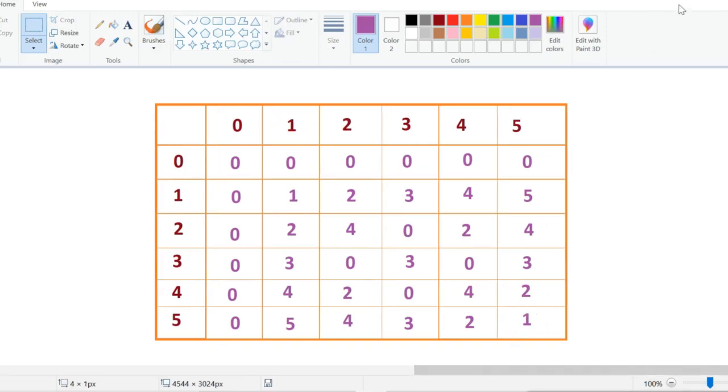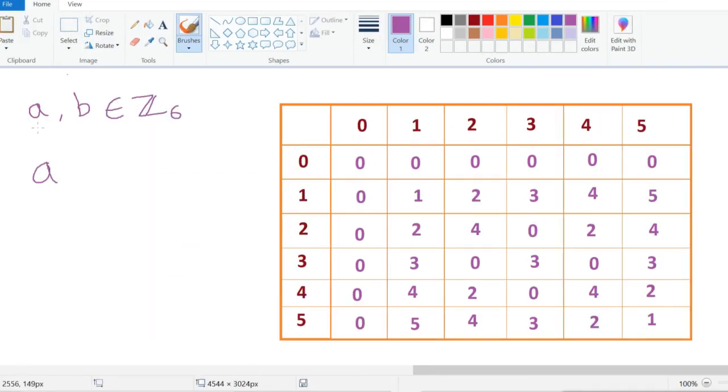From this multiplication table, it is clear that the product of any two members of Z6 is in Z6. So for any A and B in Z6, we have A multiplied by B belonging to Z6. Of course, this multiplication is modulo 6, so we can write a small suffix 6 here.